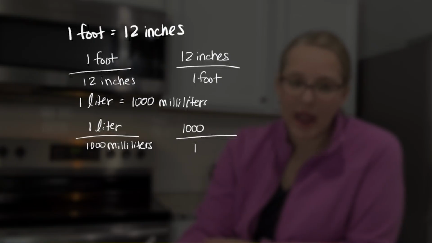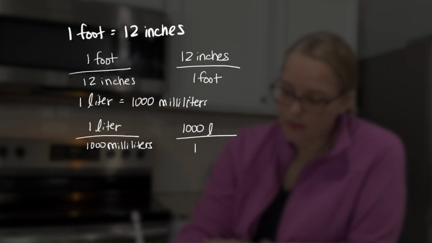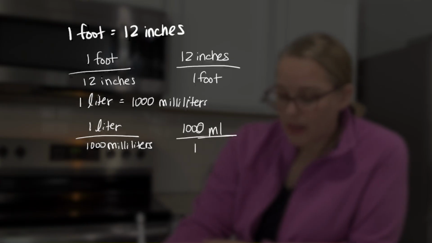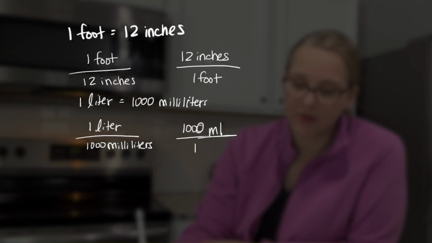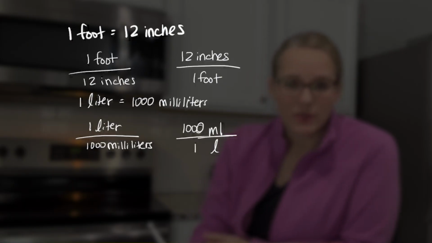Right. And I'm going to start abbreviating. So most of the time when you're doing these conversion factors, you're writing a whole lot, so I'm going to abbreviate a little bit. The abbreviation for milliliters is mL, and the abbreviation for liters is L, but since my L's and ones look a lot alike, when I just do liters, I do a cursive L. So 1,000 milliliters over 1 liter.